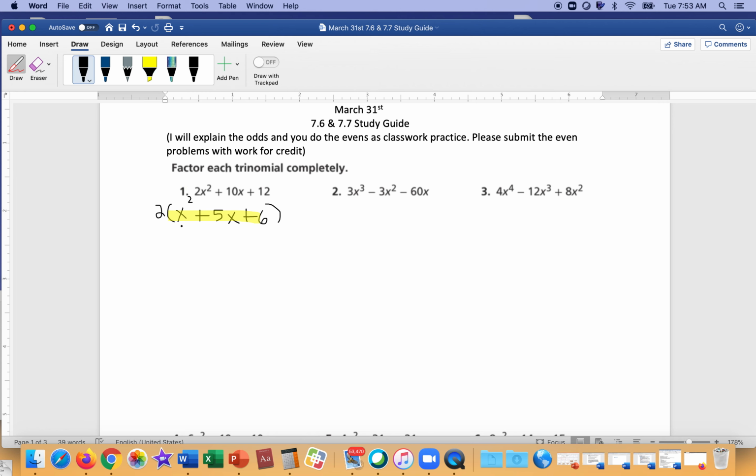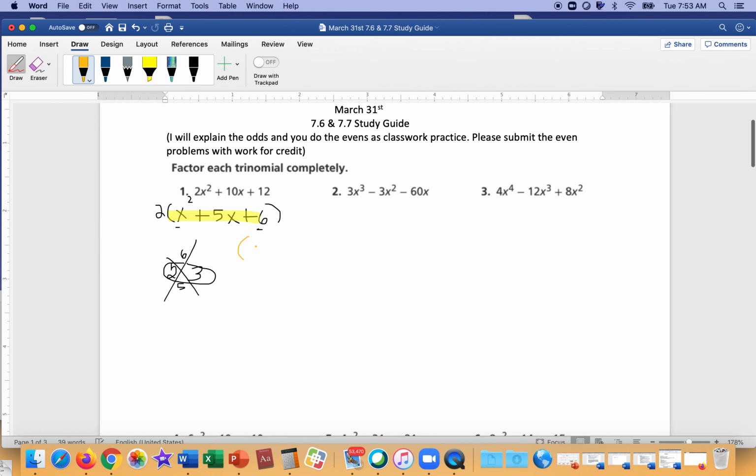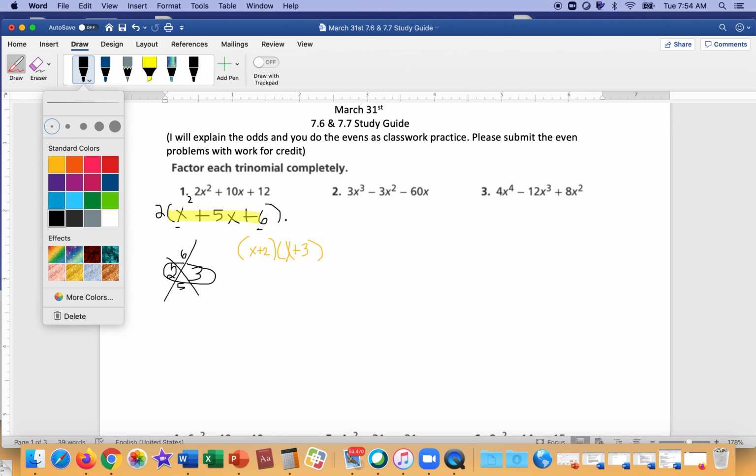Is there a combo that multiplies to A, which is 1, times C? Is there a combo that multiplies to 6 that adds to 5? That's 2 and 3. So now we have x plus 2 and x plus 3. And that original 2 that was in front comes back down in front, our GCF.